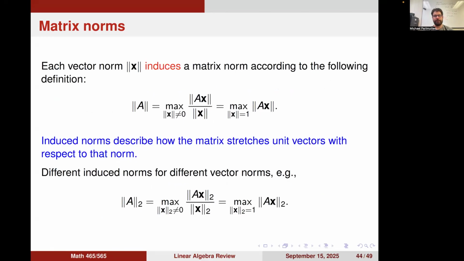Importantly, every vector norm induces a matrix norm, which for the norm of A that's induced by the vector norm is going to be the maximum over all vectors with length 1 of the norm of A times x. Or equivalently, you can use linearity to write this as the ratio between the norm of A times x divided by the norm of x. Intuitively, this should be thought of as how much this matrix stretches out or shrinks a given vector.